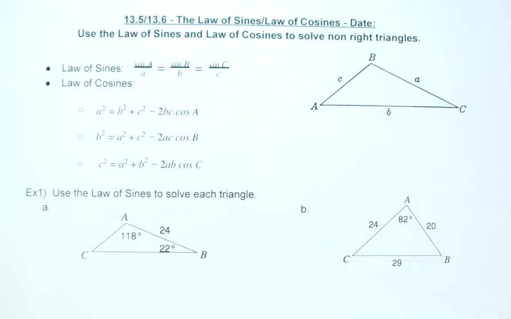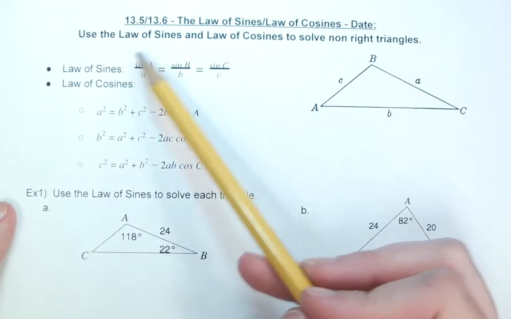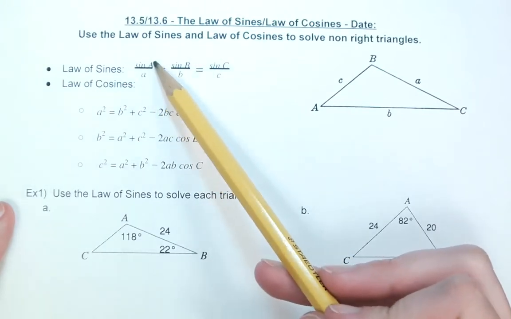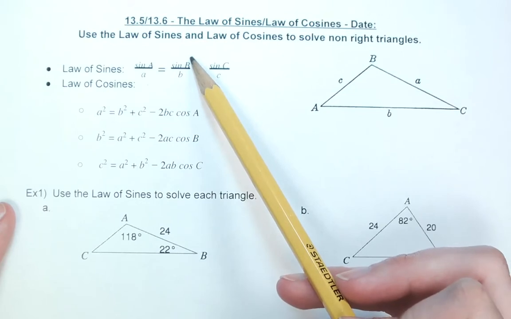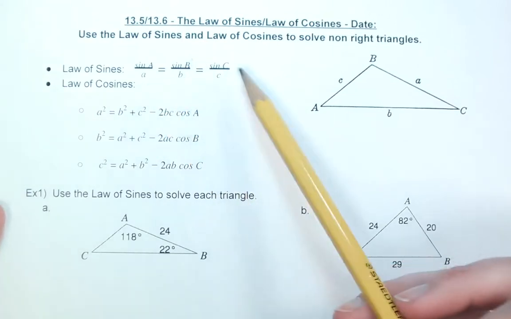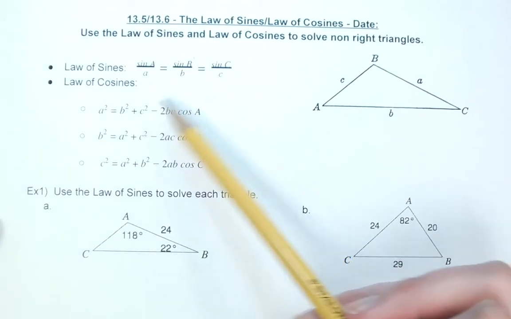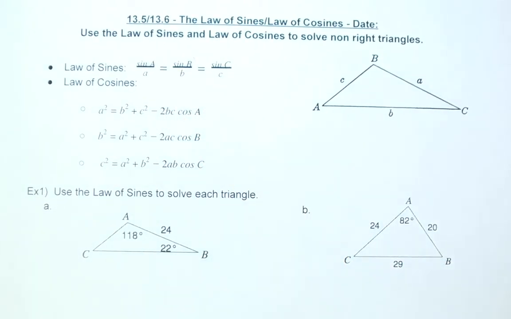So what we're looking at here is the law of sines: the sine of an angle divided by the side opposite is equal to the sine of another angle over the side opposite. You don't need all three of them, you only need two. This is just showing that it works for every angle.